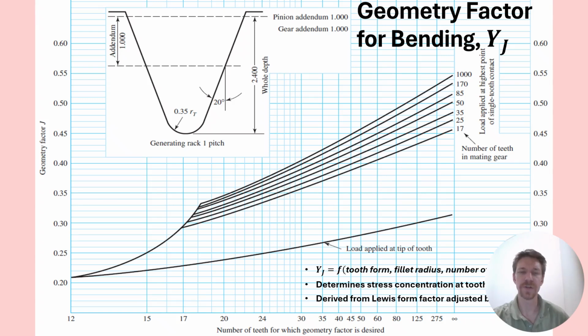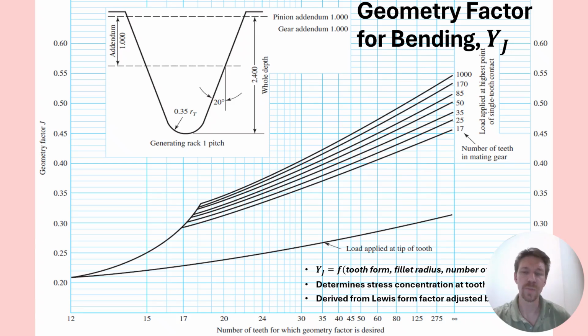Then here's the geometric factor. This is a modification of the Lewis form factor, but also includes the accounting for stress concentration. So what you have to do with this chart is you take the number of teeth for one of your gears, let's say the pinion, and you go up to the plotted line for the number of teeth in the mating gear. And from there you get a geometric factor. The higher numbers are better. A really bad situation is when the load is applied at the tip of the tooth instead of the pitch circle. That's going to shorten the life.